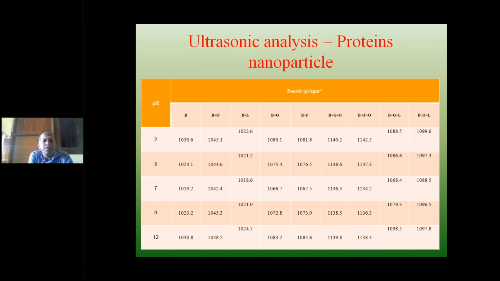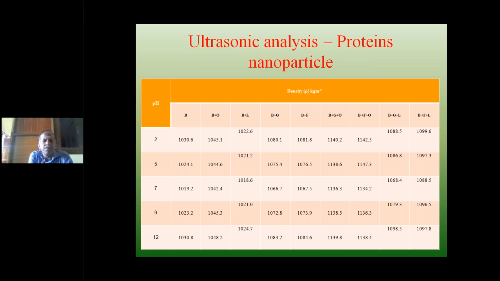And for various systems, we have chosen the pH to be 2, 5, 7, 9, and 12. 7 is the neutral pH, whereas 5 is near the PI value. 4.8 is the PI value for ovalbumin. And 2 and 12 are extreme pH that we have taken as the denaturing agent. At extreme pH, the values can be seen to be largely deviating from the original value.